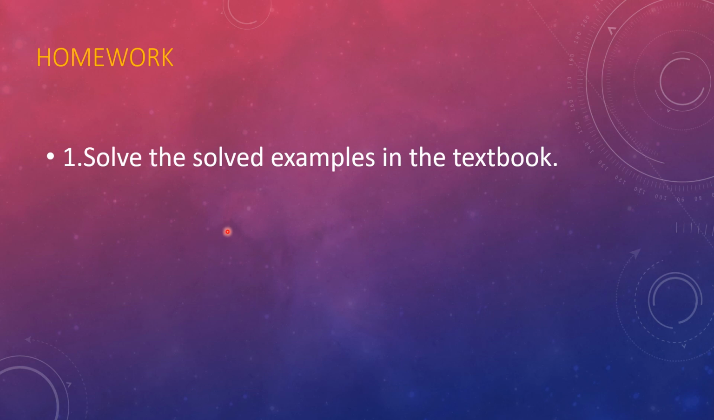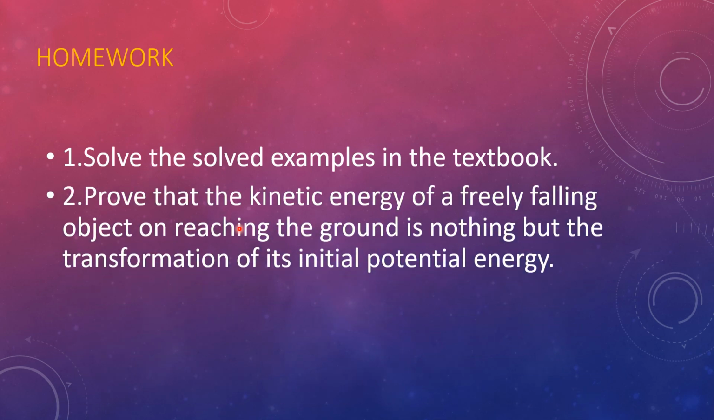Now homework. Solve the solved examples in the textbook. तुमच्या पुस्तकात जी सोडवलेली उदाहरणं आहेत ती तुम्ही पुन्हा एकदा सोडवायची. Then prove that the kinetic energy of a freely falling object on reaching the ground is nothing but the transformation of its initial potential energy.